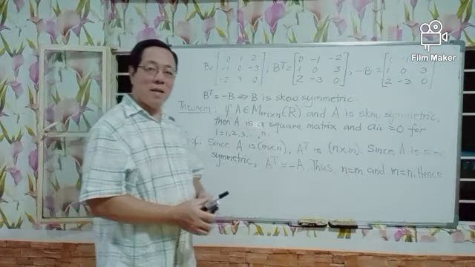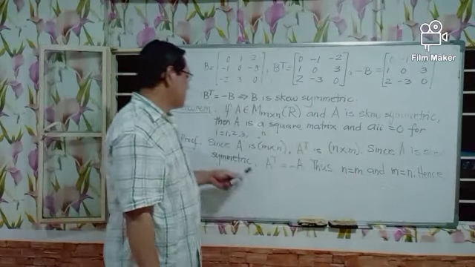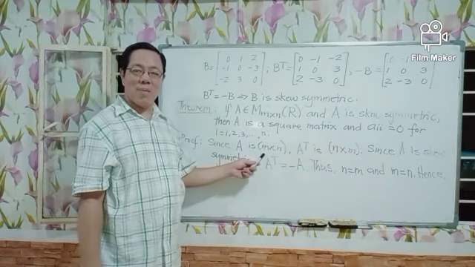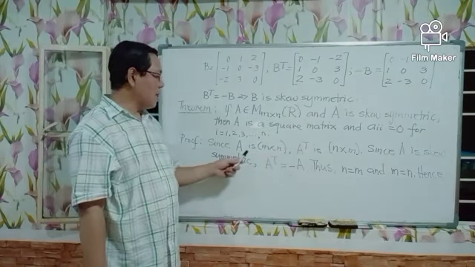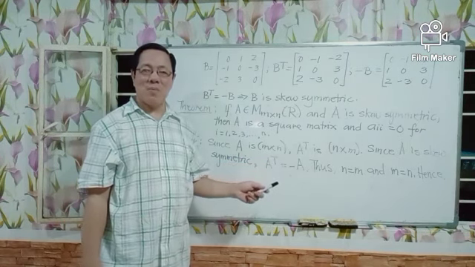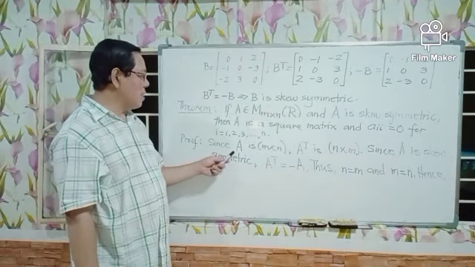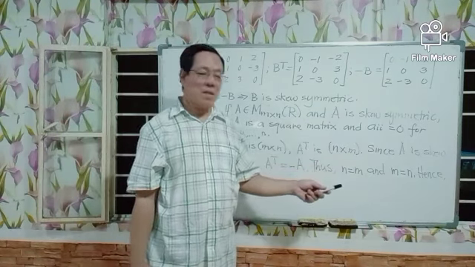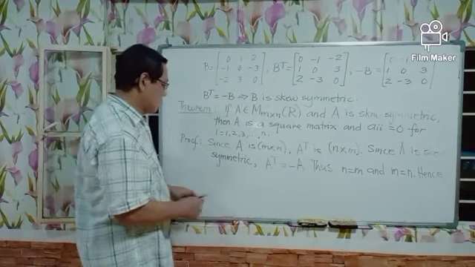Now, if m is equal to n, then matrix A is an n by n matrix. If n is equal to m, then A is an m by m matrix. Again, A is a square matrix. Therefore, we conclude that if A is an m by n matrix and A is a skew-symmetric matrix, then A must be a square matrix.